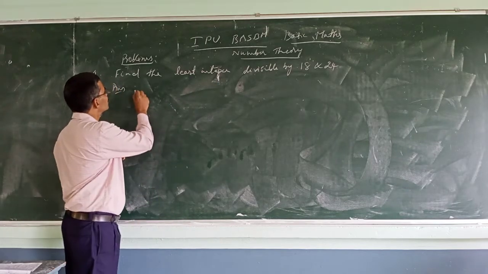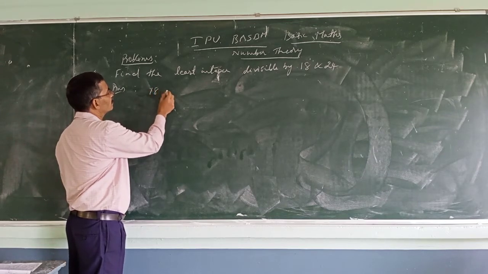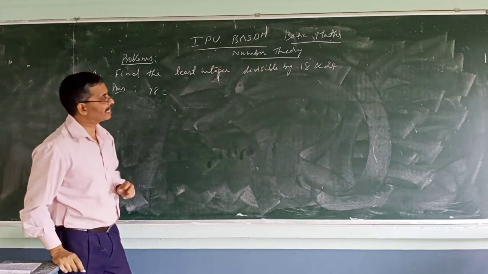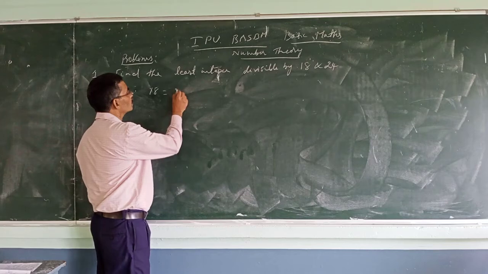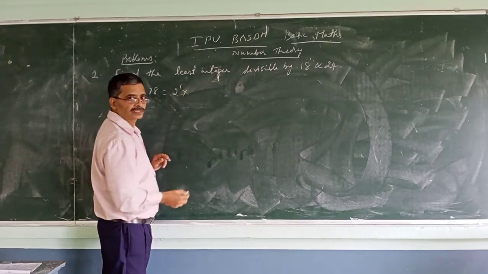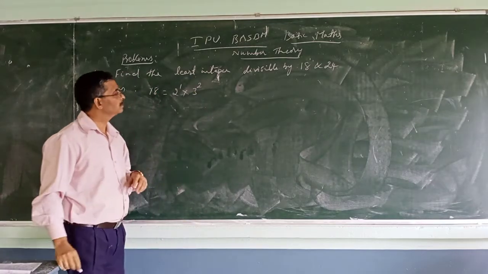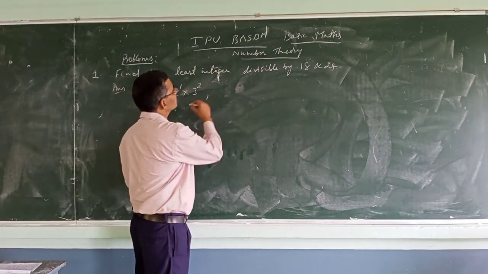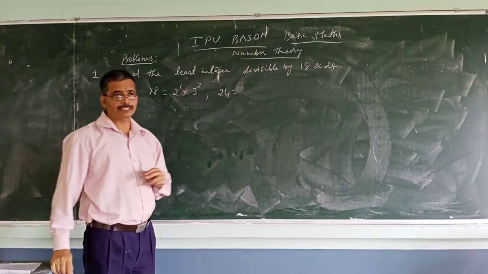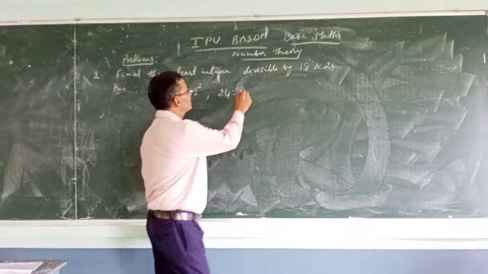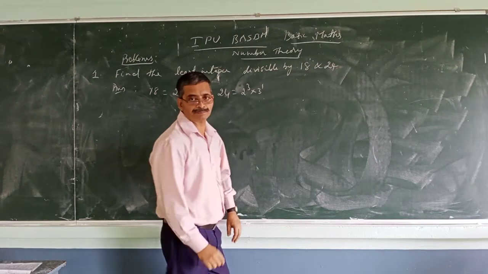So now the LCM is, what is 18? 18 you can write as 9 into 2, so 2 to the power 1 into 3 to the power 2. What is 24? 24 is 8 into 3, so 2 to the power 3 into 3 to the power 1.